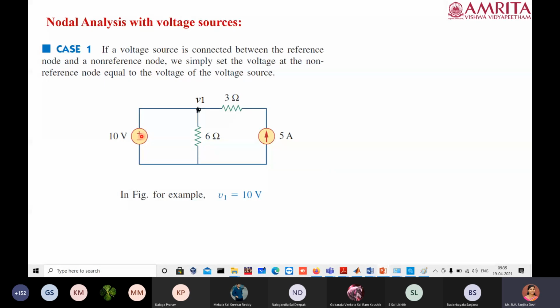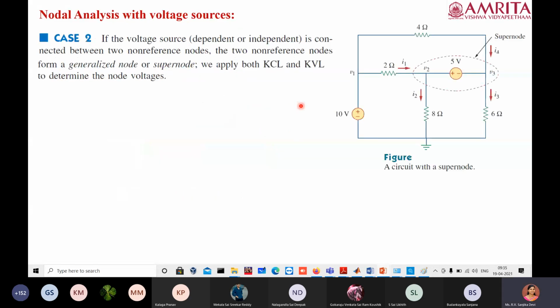The second case is what we will discuss in detail now. The second case is where the voltage source is present between two nodes. In this case, we cannot compute the current through this particular branch because we do not know the resistance of this source. So finding the current through this branch is quite challenging.